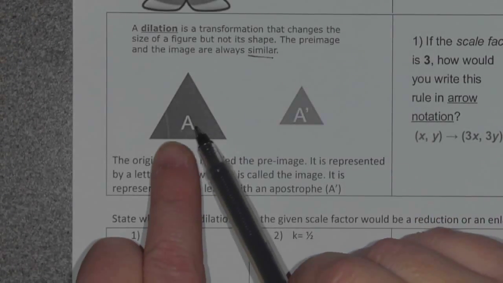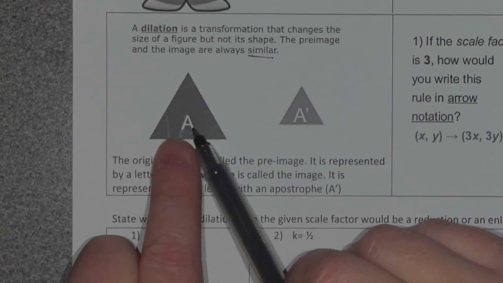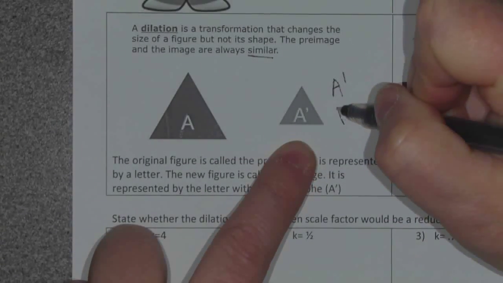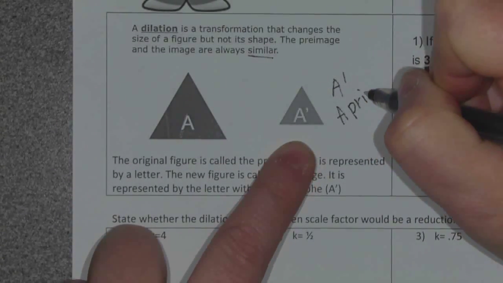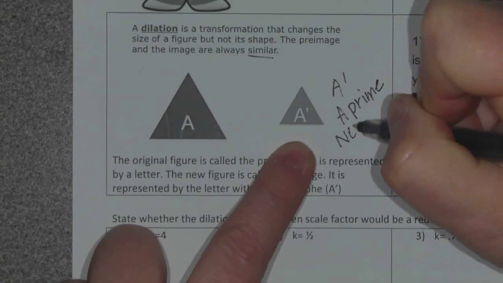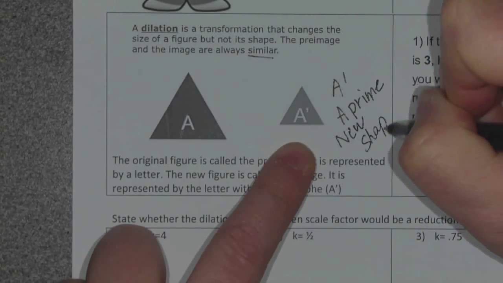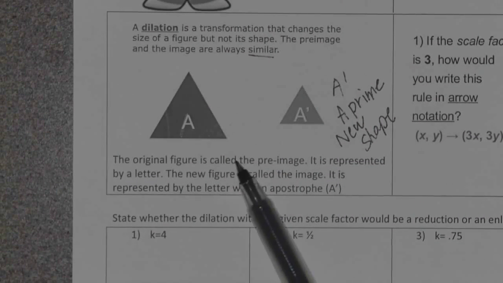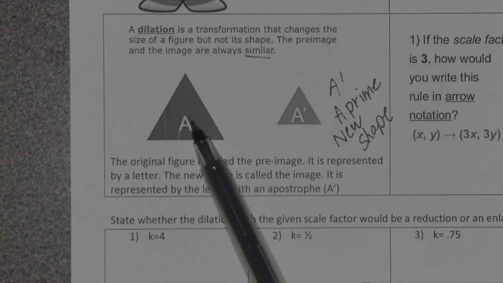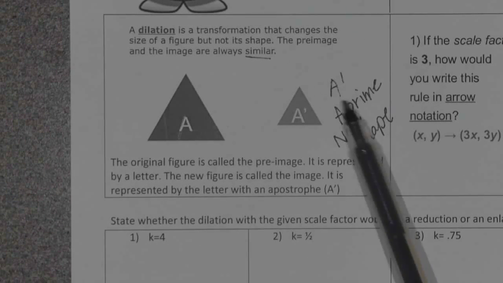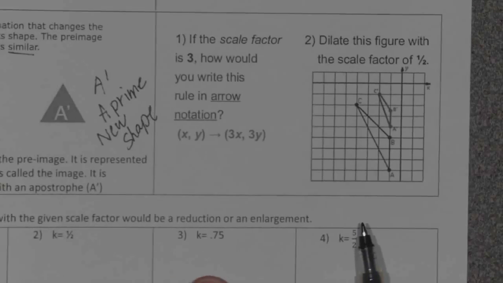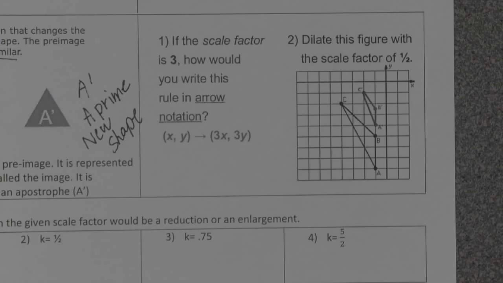Okay, usually when we start with a shape, we call it shape A, and then this right here would be called A prime, which really just means the new shape. Okay, so A would be the original shape, A prime would be the new shape. And it tells you down here that that's what we would call it. The pre-image would be called A, the image would be called A prime.